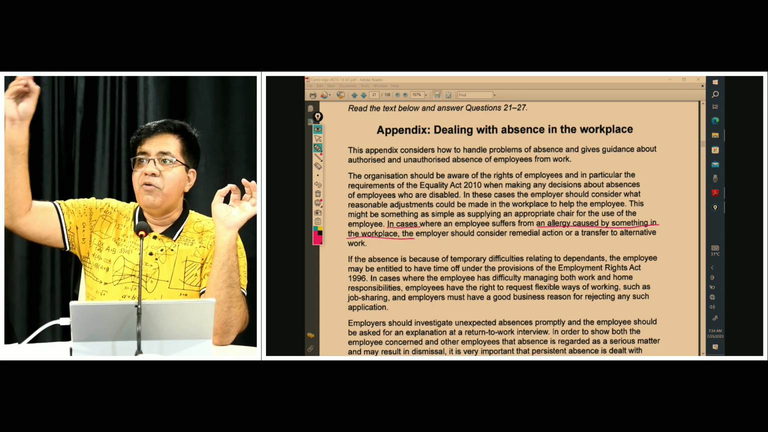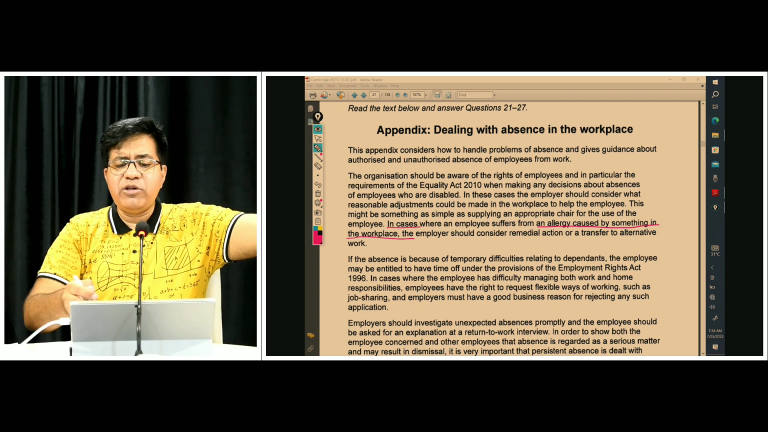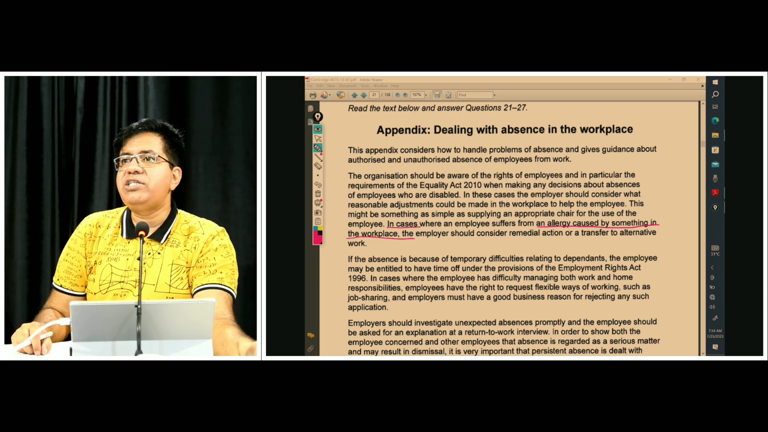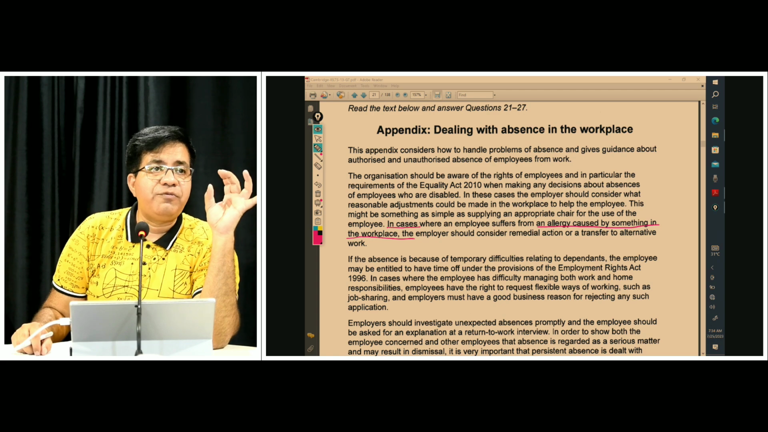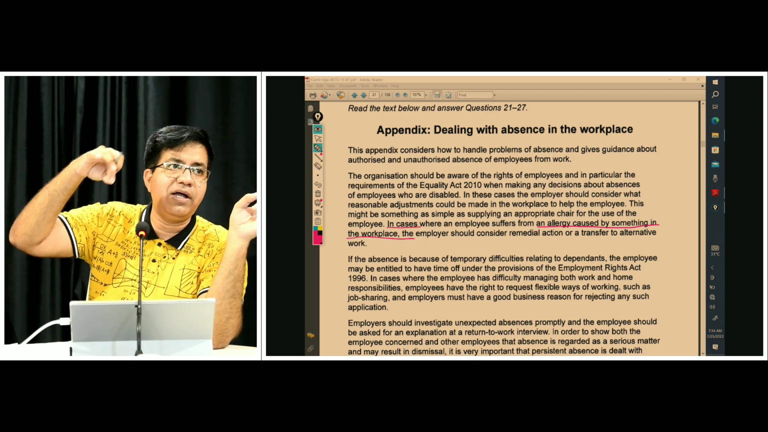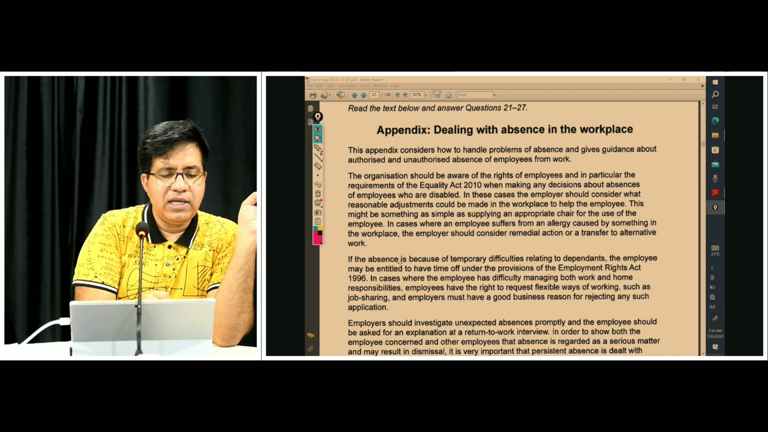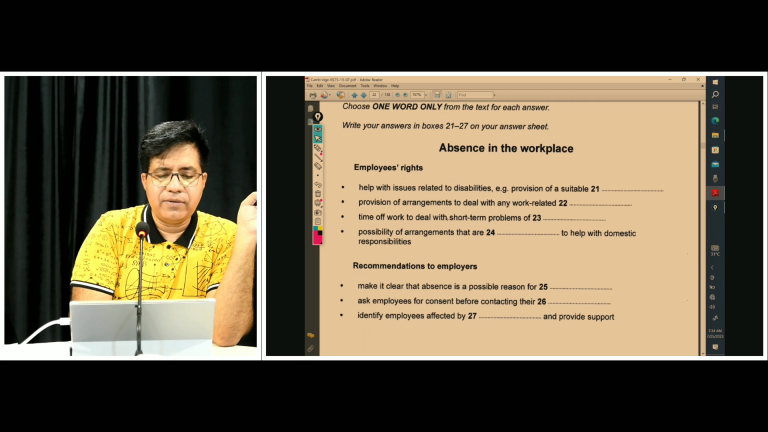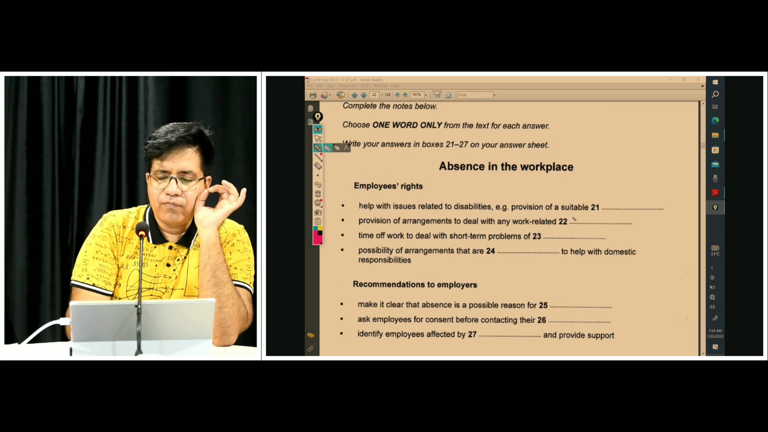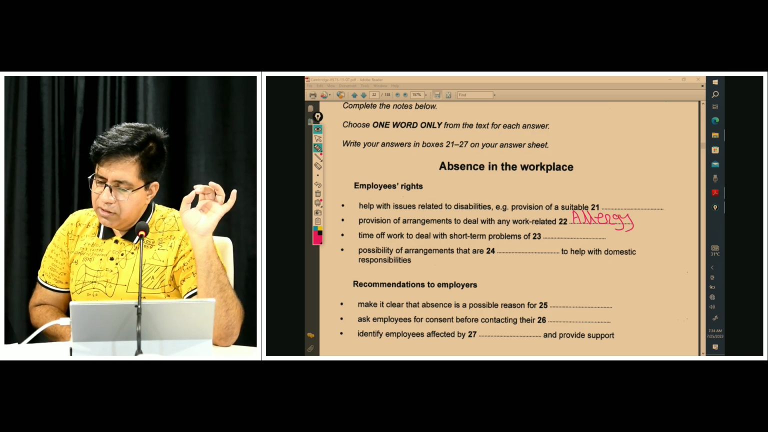In cases where an employee suffers from an allergy caused by something in the workplace. What does it mean? Work-related allergies. It's singular. Work-related allergy. Now, please listen carefully. For work-related, they've used the word caused by something in the workplace. That means work-related. And answer is allergy. Answer will be one word, allergy.